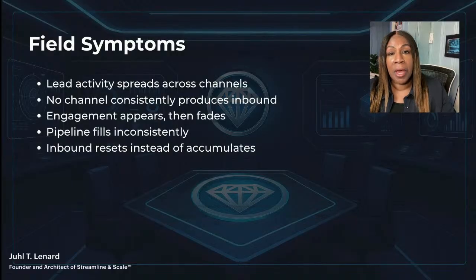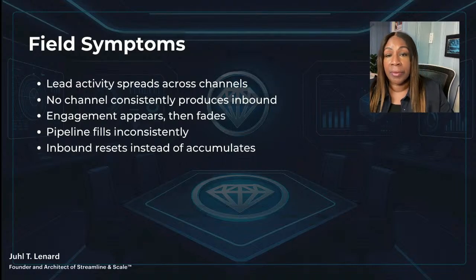The symptoms of signal dispersion are as follows. The lead activity is spread among channels. So you're on LinkedIn, you're on Instagram, you're on TikTok, you're on X, right? But no channel consistently produces inbound. You're posting, but you're not getting anything back in. The engagement appears and then fades. You hit one lucky break, and then nothing. The pipeline feels inconsistent, so inbound resets instead of compounds. We want compounding. We want our work to build over time, right?